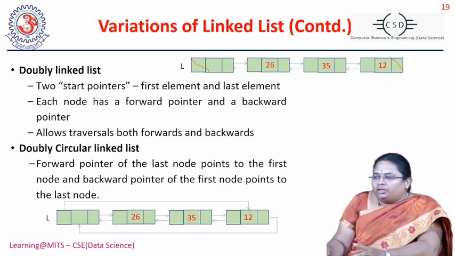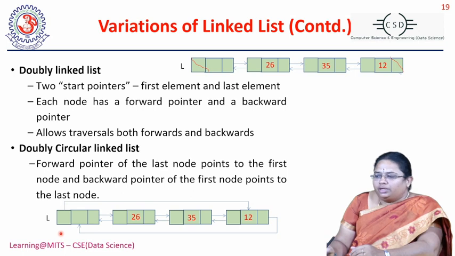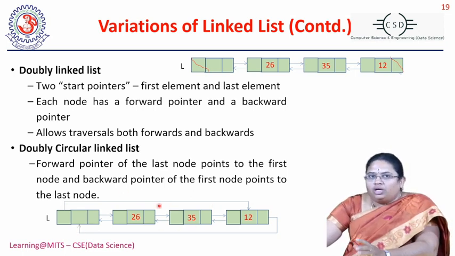And the doubly circular linked list is the same as the circular linked list. The first node's previous field will be pointing to the address of the last node, and the last node's next pointer will be pointing to the address of the first node. So this is a doubly circular linked list. These are the variations of linked list we have.